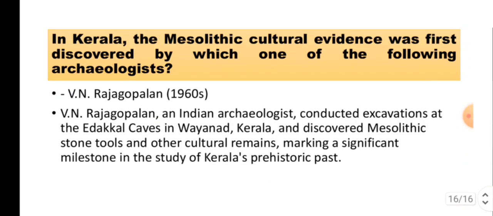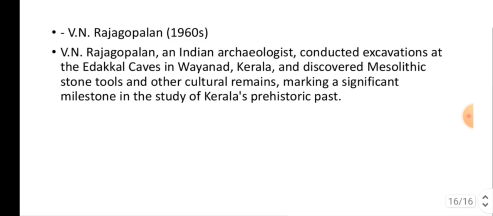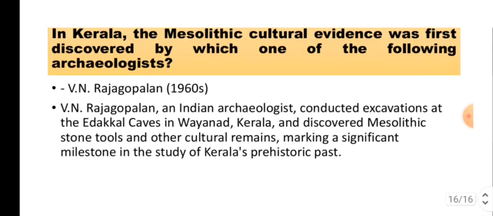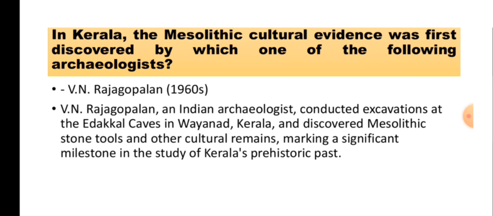In Kerala, the Mesolithic cultural evidence was first discovered by which of the following archaeologists? Answer is Rajagopalan in the 1960s. Rajagopalan was an Indian archaeologist who conducted excavations at the Edakkal caves in Wayanad, Kerala and discovered Mesolithic stone tools and other cultural remains, marking a significant milestone in the study of Kerala's prehistoric past. Very important question, very, very important question. Next. Okay, so that's for today and thanks for watching.